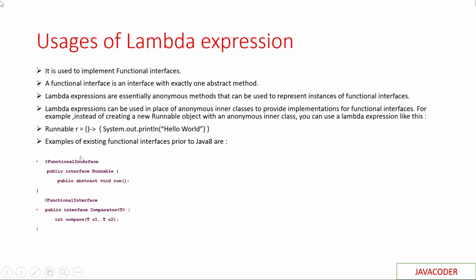Earlier we were using anonymous inner classes to represent existing functional interfaces before Java 8. Now we might say that functional interfaces were only introduced in Java 8, but this is not 100% true. There are a few interfaces that were functional and were present before Java 8 also. These functional interfaces are like the Runnable interface or the Comparator interface.